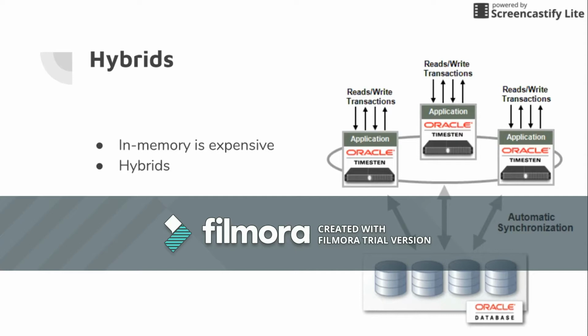And so what does this flexibility allow? This flexibility allows there to be a balance between performance, cost, persistence, and form factor. Because of this, hybrids are really how most computers are set up. There are just so many advantages of hybrids that maybe IMDBs don't really have, just because IMDBs are so expensive.